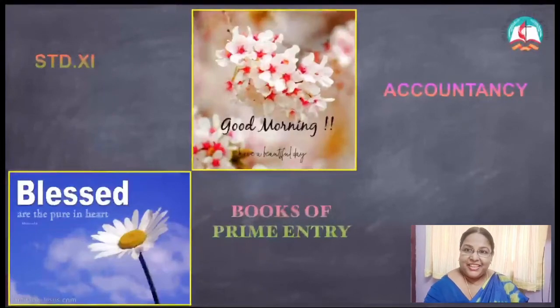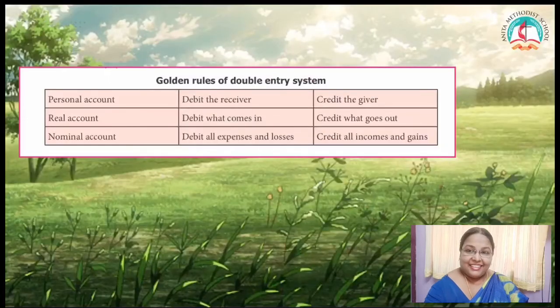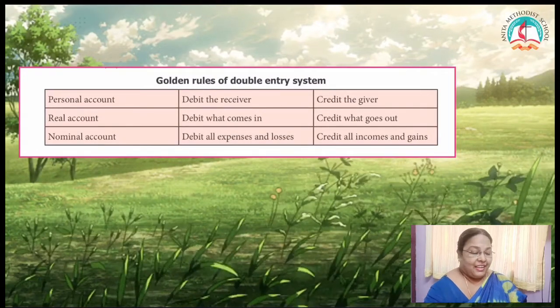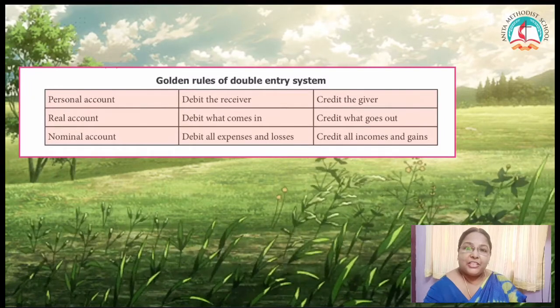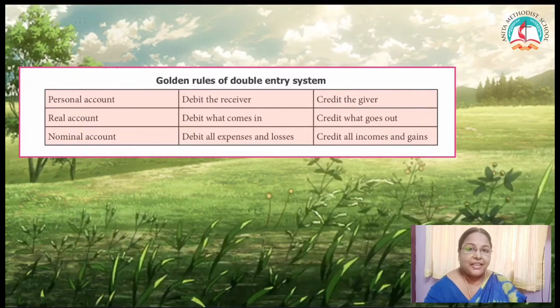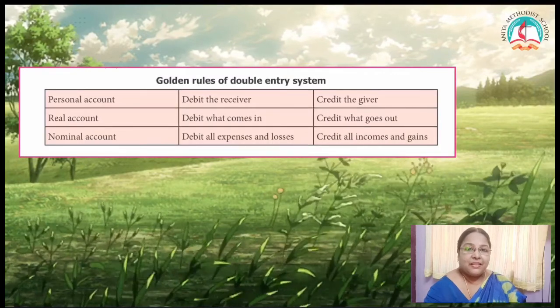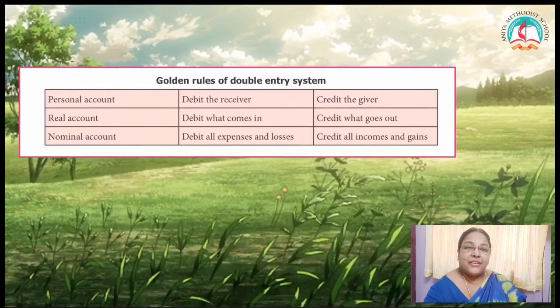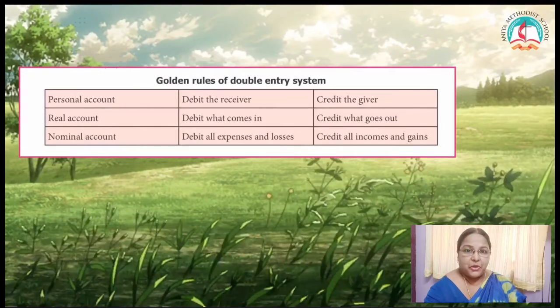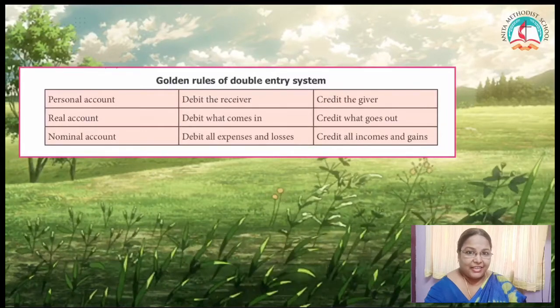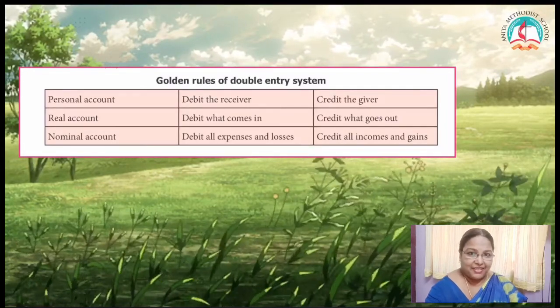I welcome you all to the accountancy class. As usual, we will do a recap of the golden rules of accounting. What are the three classifications of accounts? Personal account, real account, and nominal account. The rule of the personal account is debit the receiver, credit the giver. Real account, debit what comes in, credit what goes out. And nominal account, debit all expenses and losses, credit all incomes and gains. I think you remember this.